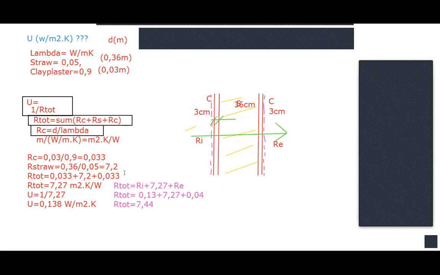Of course, in reality, you also have some gaps where the clay plaster goes maybe deeper into the straw bale than 3 centimeters. That's why you have to be on the safe side and calculate the heat transfer with some reserve, maybe 10% lower than required, because in reality it can be a little bit worse. It's often worse in reality than in calculation.